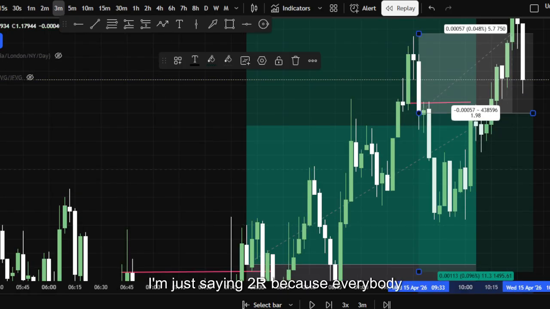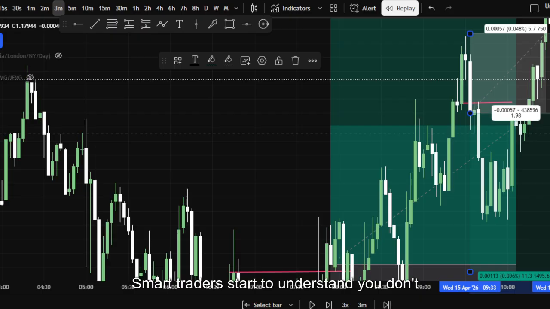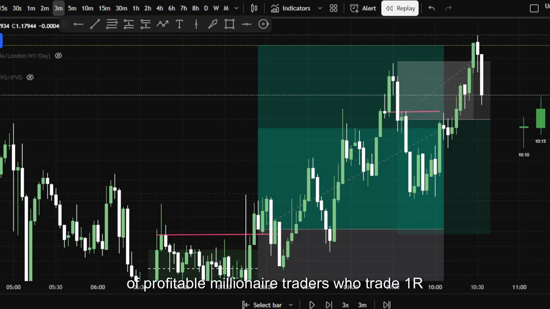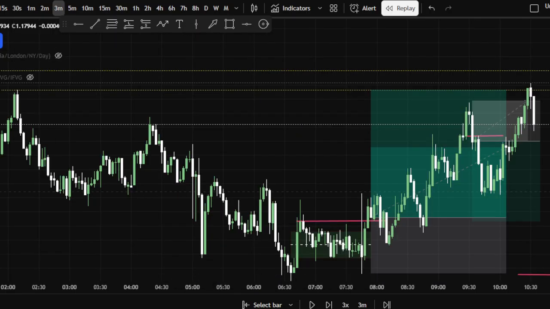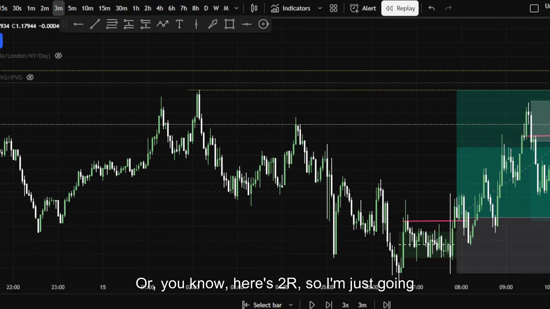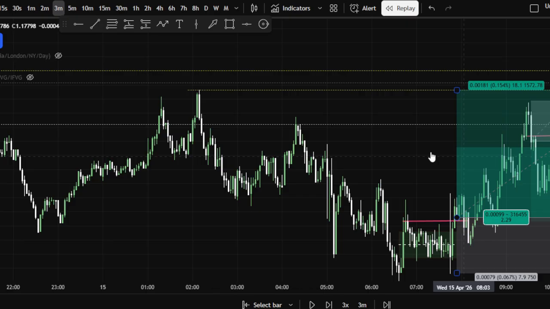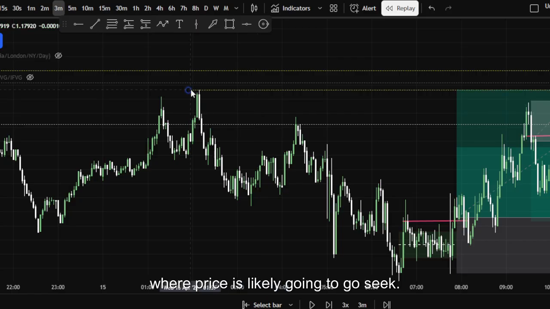I'm just saying 2R because everybody suggests 2R. Smart traders start to understand you don't need to chase 2R every time. If you have a clear 1R, take it. If you have a 1.5, take it. Those are base hits. You have plenty of profitable millionaire traders who trade 1R trades. That's all they care about. So you can, again, be flexible. You're not really considering, oh, it's not 2R, so I can't take it. Or, here's 2R, so I'm just going to put it there. Well, like we said, it needs to be aligning with obvious liquidity. Don't go into a trade if you're not sure where price is likely going to go seek.